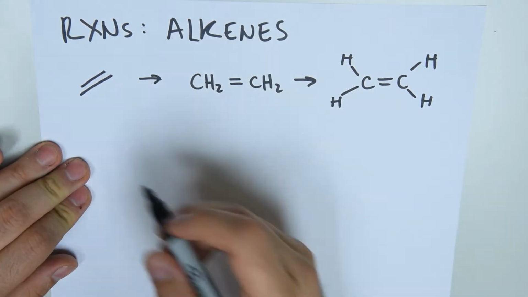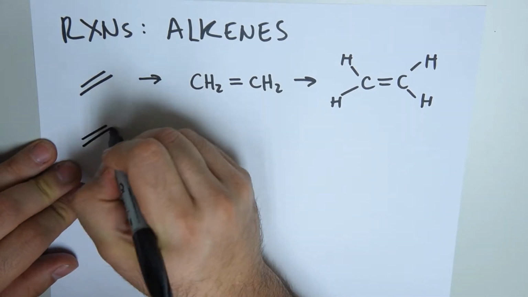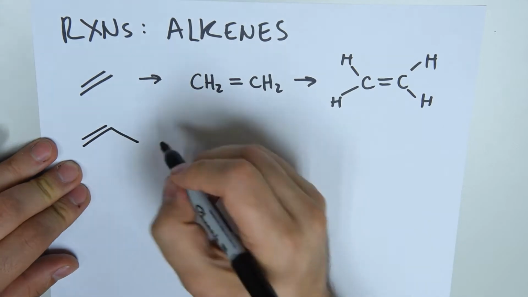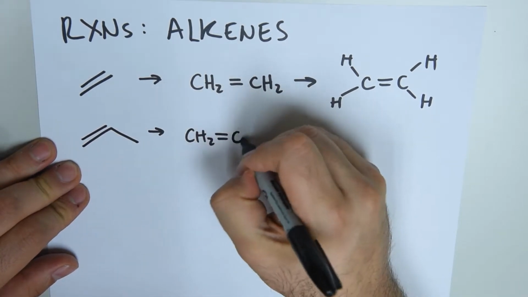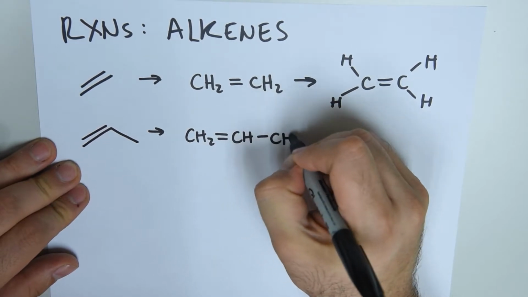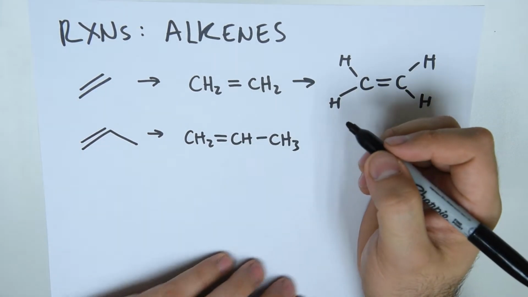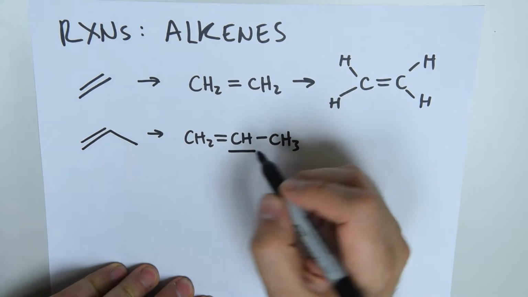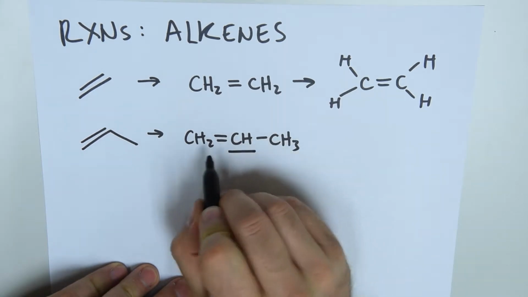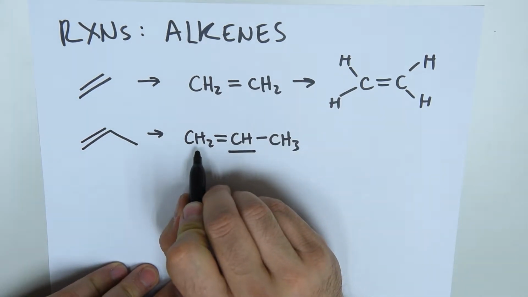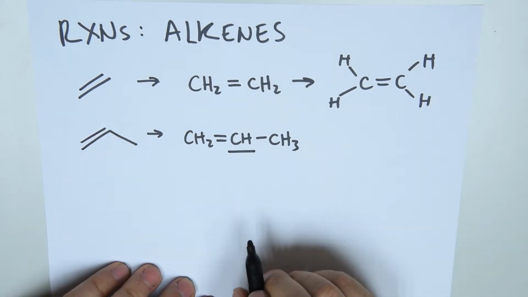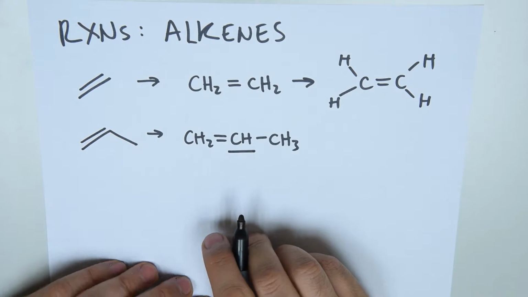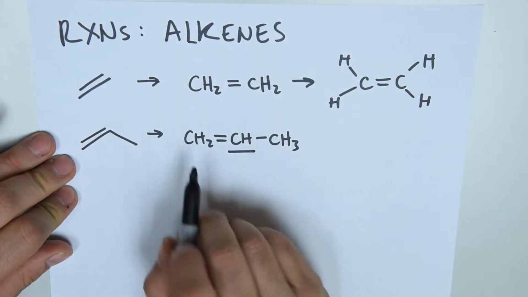However, what happens when we add an additional carbon, which is the case of propene? We're going to get CH2 double bond CH, CH3. What does this mean? This central atom has less hydrogen than this edge carbon atom that has two hydrogens. This is going to impact whenever we're adding different types of molecules because it's asymmetrical.